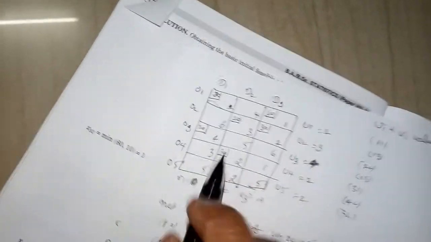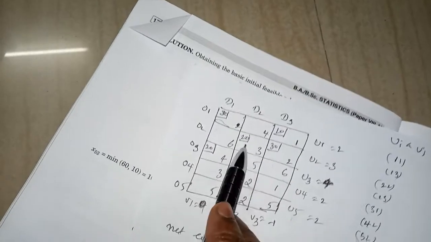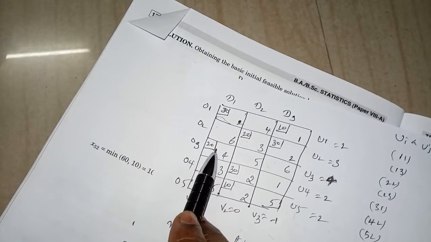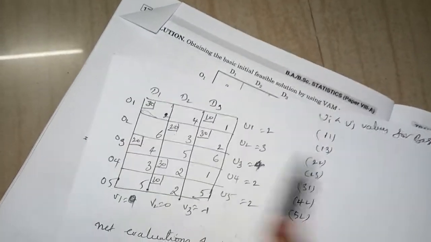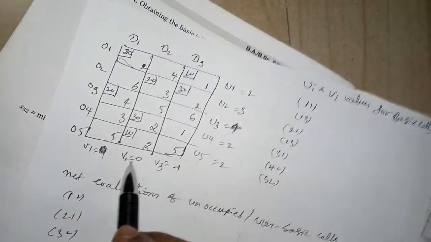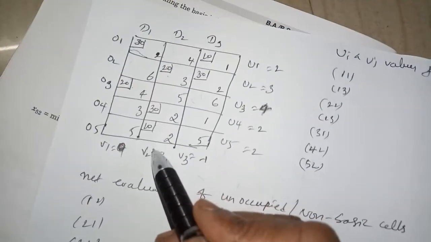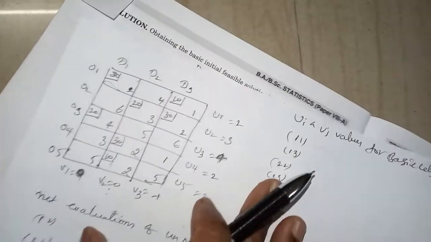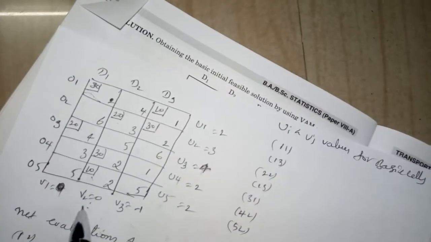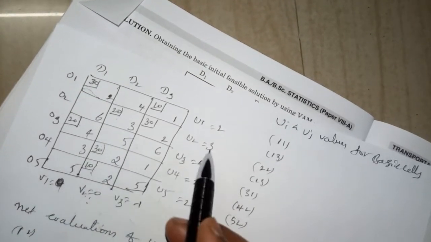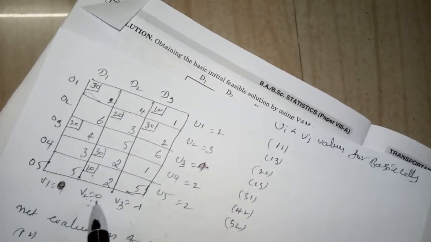And again, as before, you have to find the Ui and Vj values for the basic cells. What are the basic cells? 1, 1, 1, 3, 2, 2, 2, 3, 3, 1. So based on that, I am writing the basic cells. You have to find the Ui and Vj values and similarly the net evaluations. So the same thing I am applying here. In this column, I am getting the maximum basic cells. That's why V2 equals 0. And you have to find out U2. So I am taking this one, 3 plus 0.